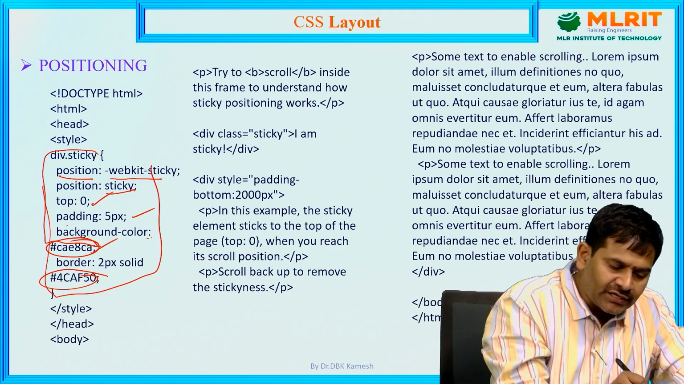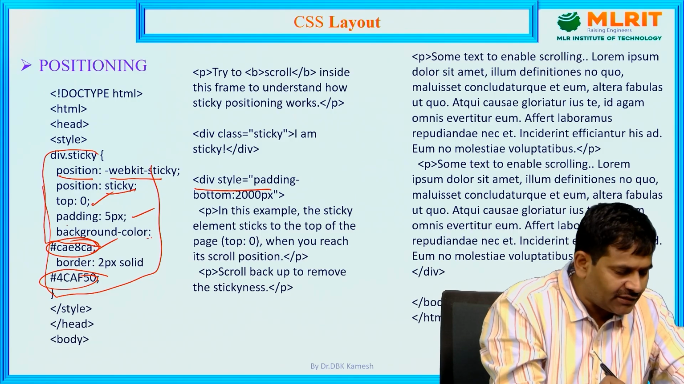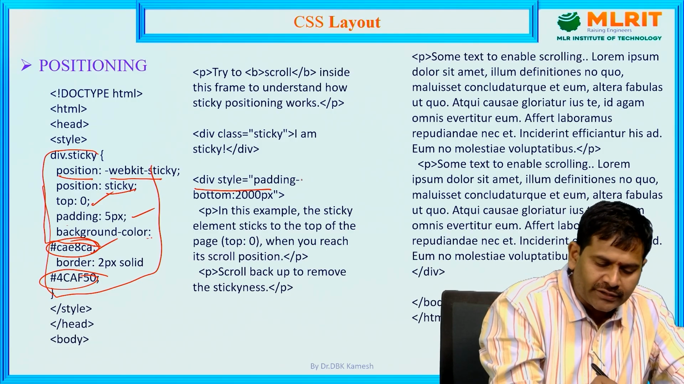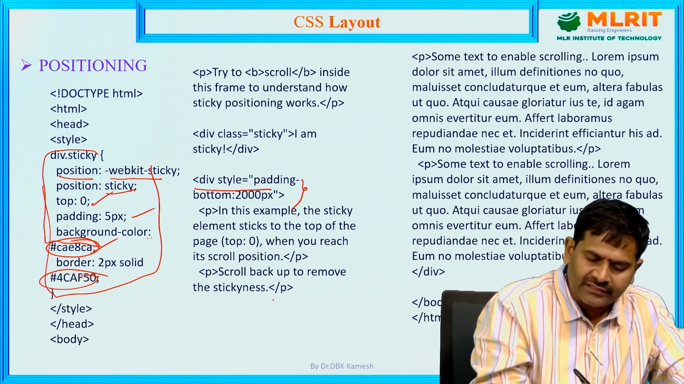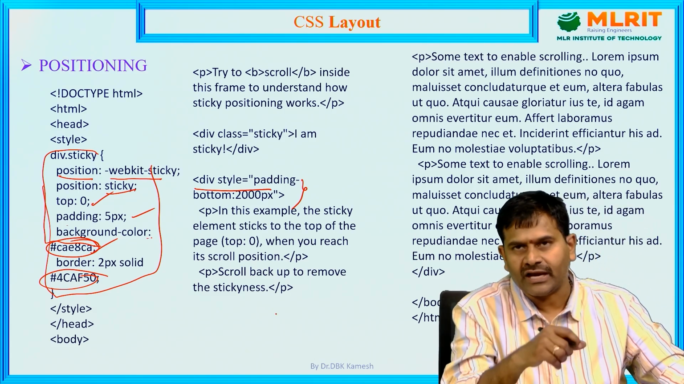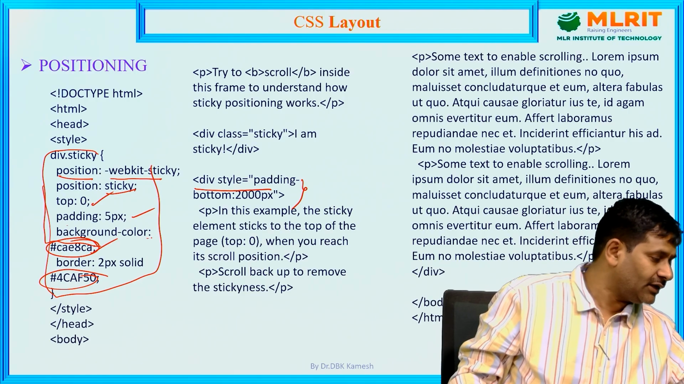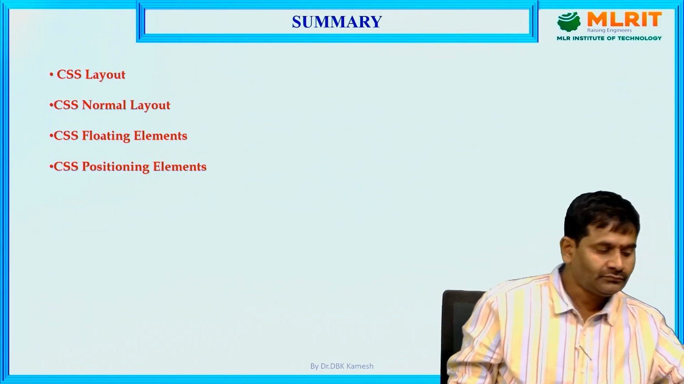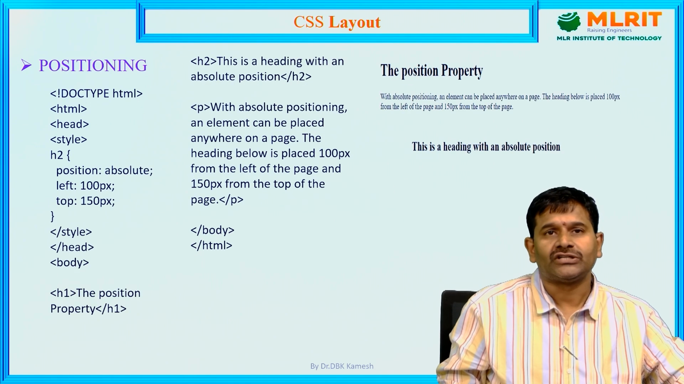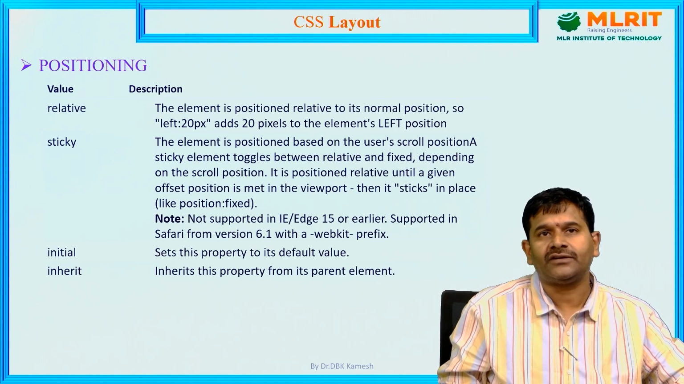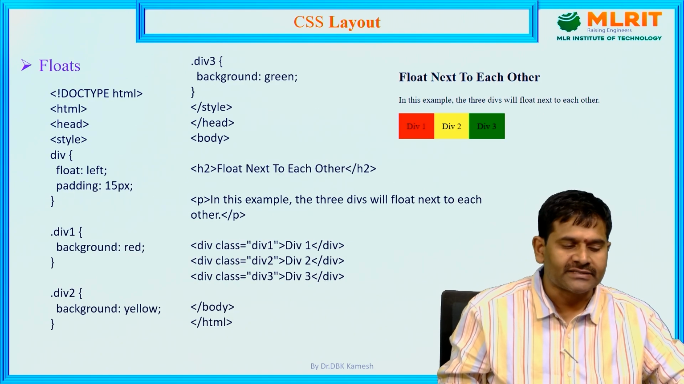Here we have a division with first division style, then padding bottom 200 pixels. The example looks like all this. This is the example of positioning. We have given these kinds of positioning values in a CSS layout.